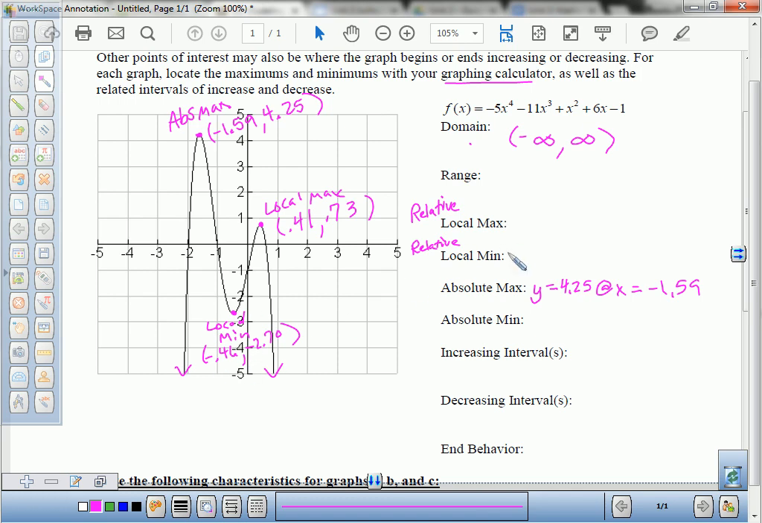All right, so this is a local min, or relative min, and the y value is negative 2.7, and that happens at an x value of negative 0.46. Then we have a local max, and this local max occurs at this point. So my y value is 0.73, and that occurs at an x value of 0.41.